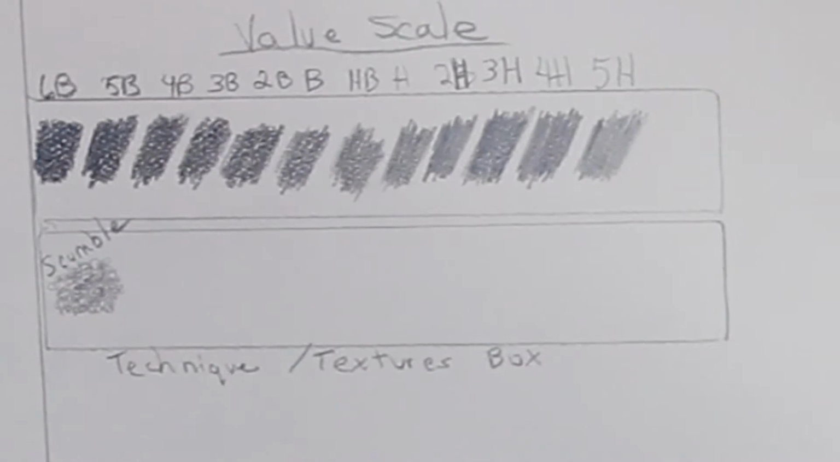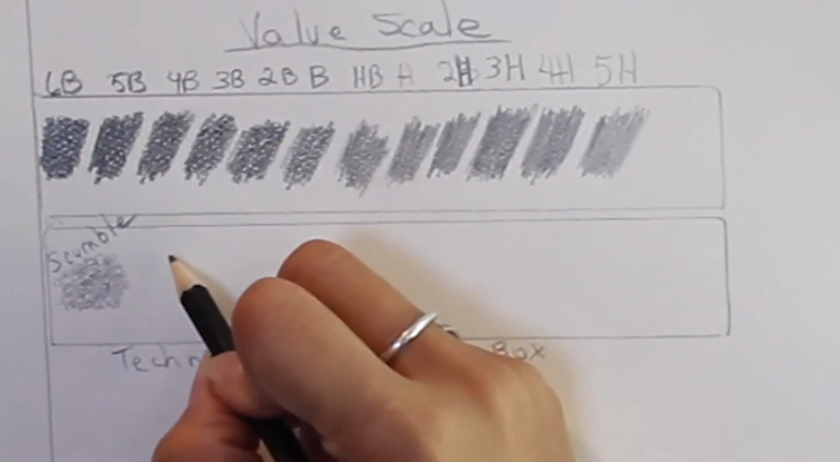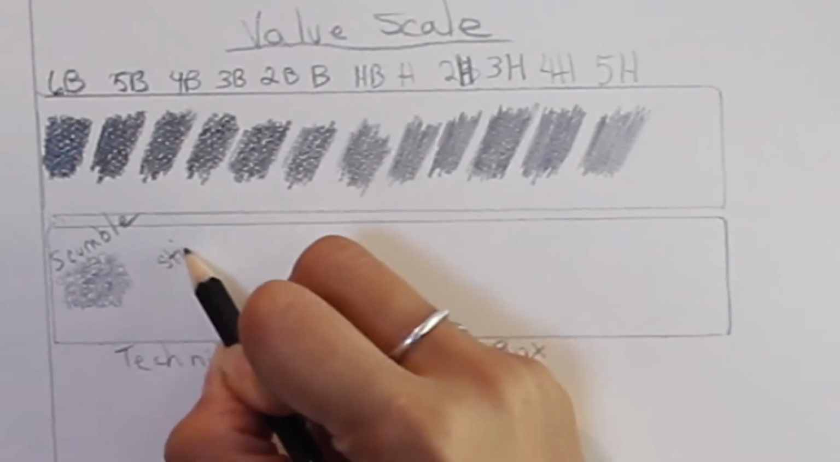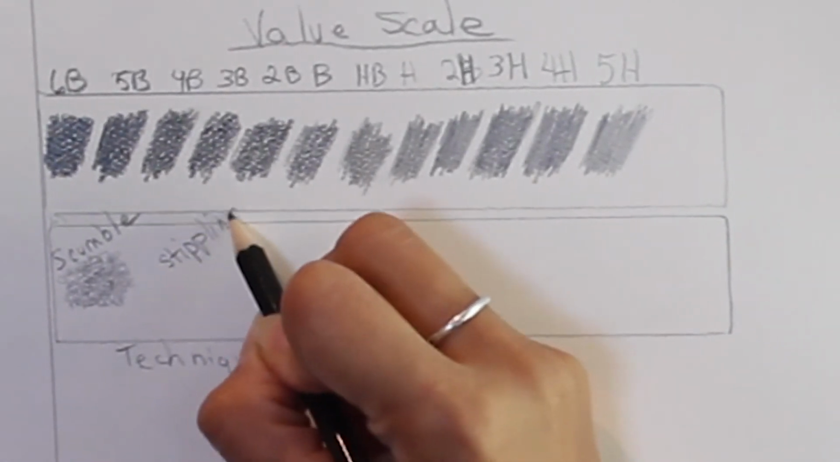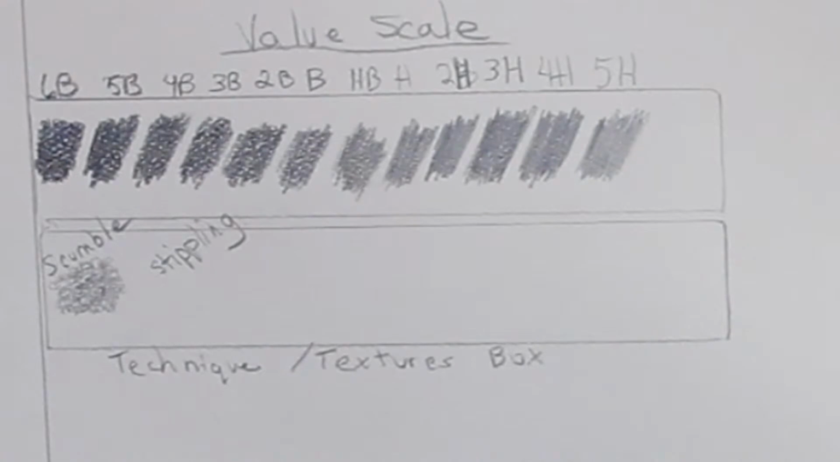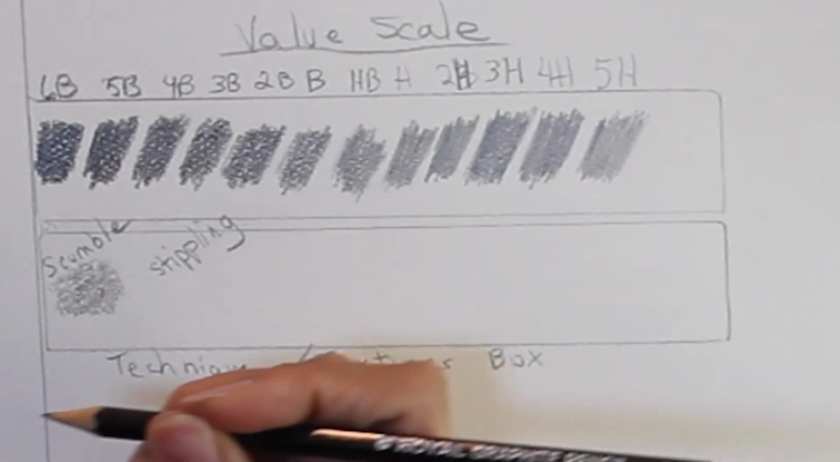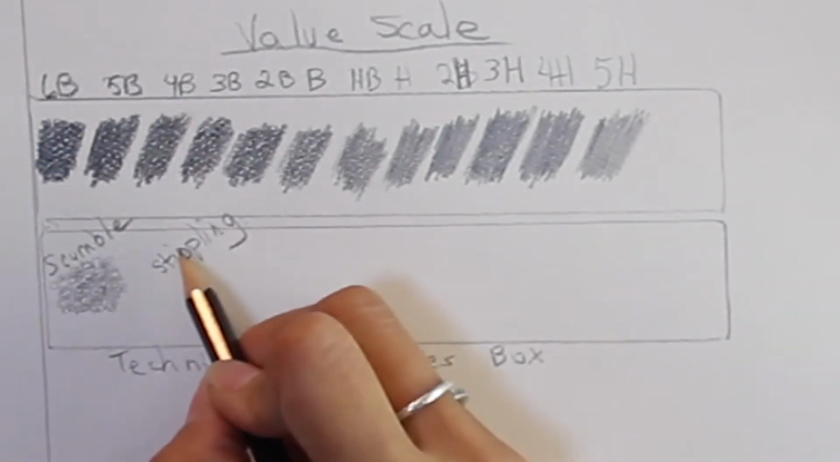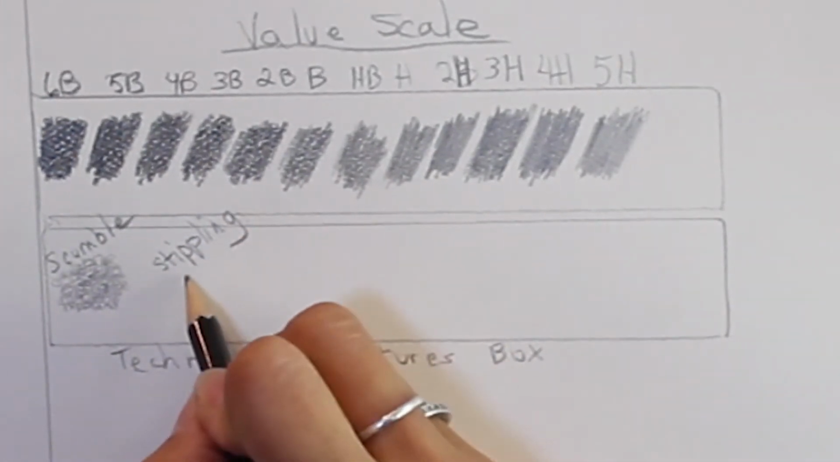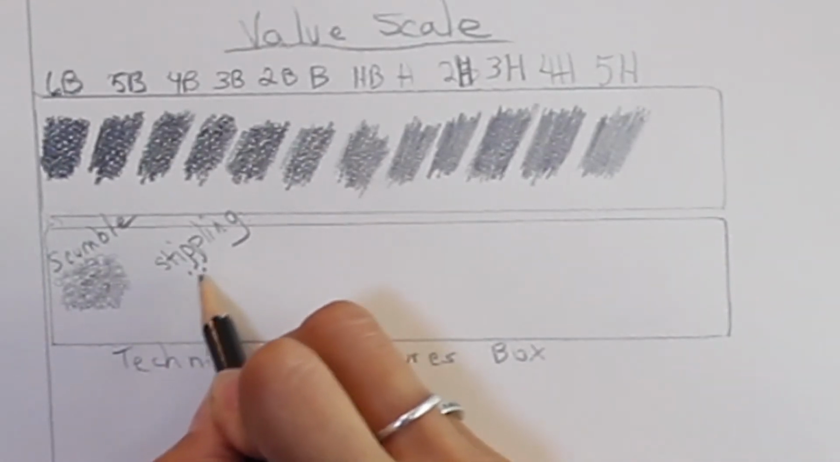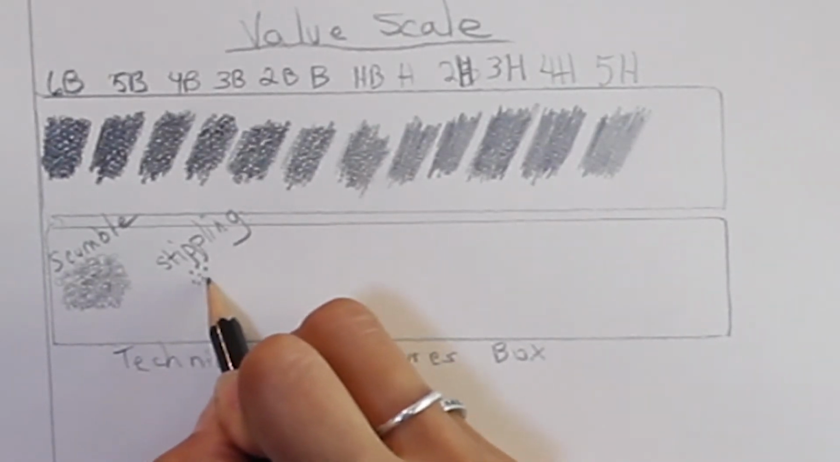Okay. The next one is stippling. I'm going to go ahead and make a note of that right here. And just for the sake of making sure that you can see what I'm doing, I'm going to go for a darker pencil, which is the B, the black. So stippling is you're creating textures by creating dots.